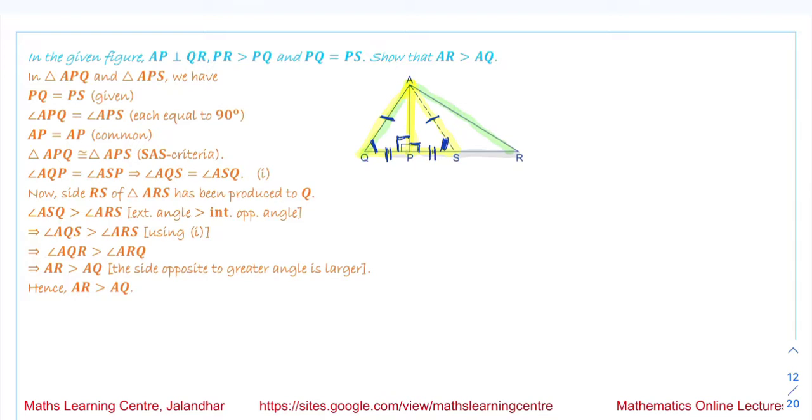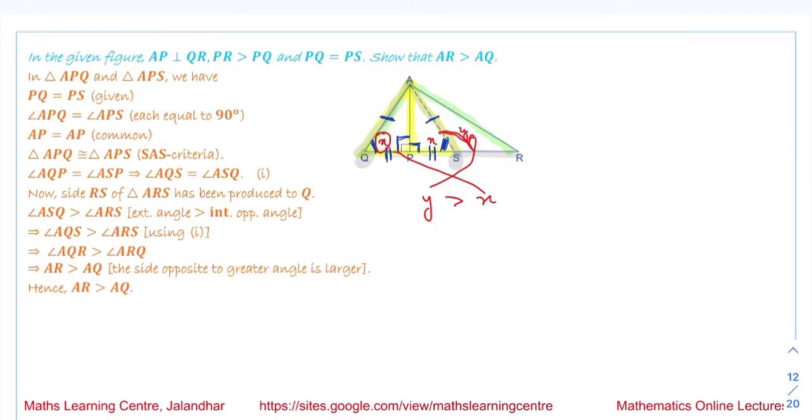The same thing you can also prove by using the fact that the two sides AQ and AS are equal, so the angle at Q and the angle at S will be equal. Now we are talking about the side RS over here. It is produced by extending this QS. So suppose this angle is X, this angle is also X. This angle we are saying is Y. So Y is greater than X because this is the exterior angle and X is the interior opposite angle. So Y is greater than X.